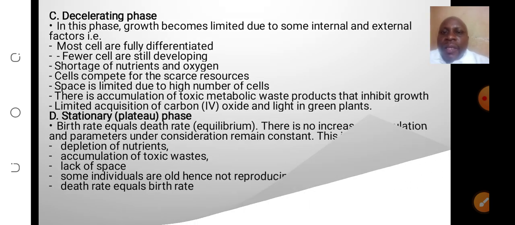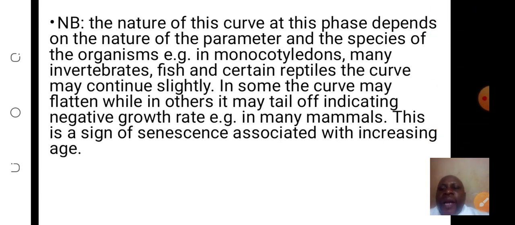Is it clear? Now, it's important to note that under ideal conditions, some organisms may not show this phase, which is the plateau phase. In some cases, some organisms may continue to grow throughout their lives, as in they do not actually reach plateau. The nature of this curve at the plateau phase depends on the parameter and also the species of organisms being studied. For example, in monocotyledonous plants, many invertebrates, fish, and certain reptiles, this curve may continue slightly. In some, the curve may flatten, while in others it may even tail off. It may actually flatten and then tail off.